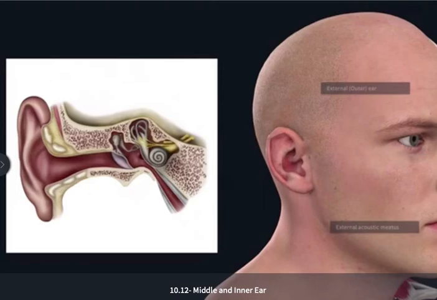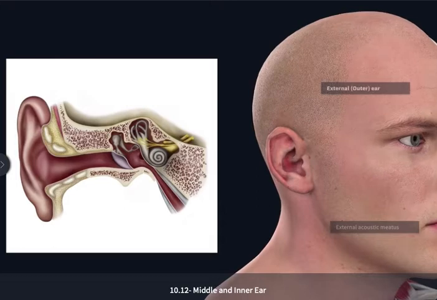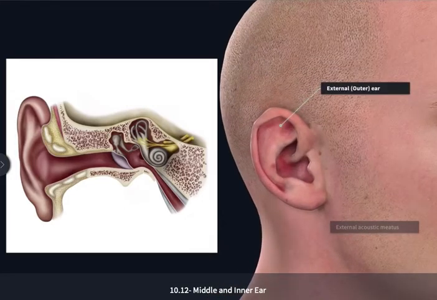The ear is actually a complex network of three different portions, two of which are going to be responsible for transferring the sound, and one of which is going to be responsible for detecting that sound, as well as movement within our body.